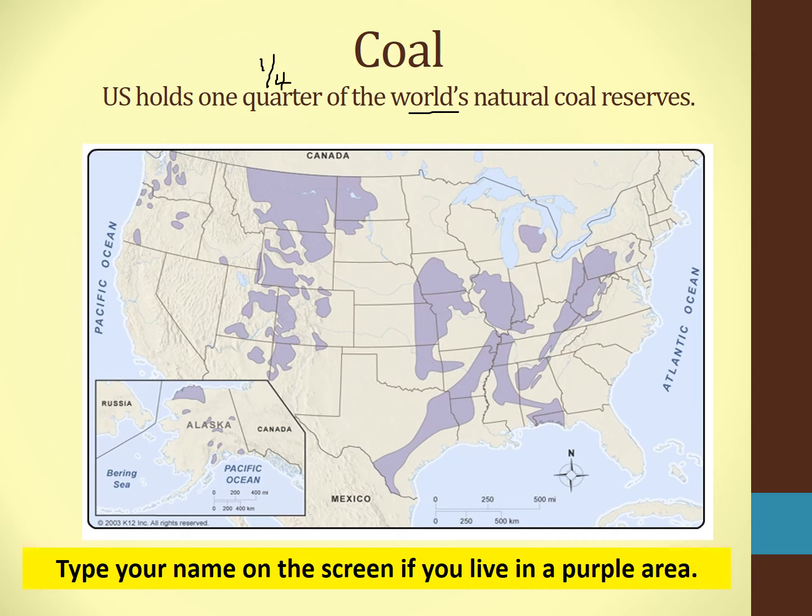So do you live in a purple area? All the students at OVCA live in Oklahoma, so we would look here in Oklahoma. We can see in the northeast side of the state, and kind of mid area, we do have reserves. So do you live in that area? And if you do, have you seen signs of coal mining where you live?